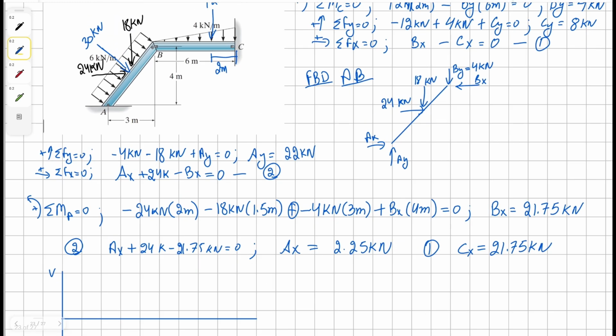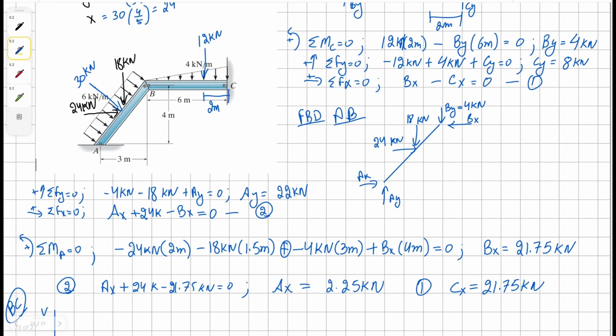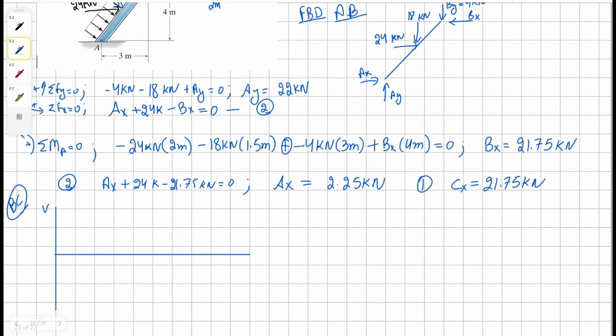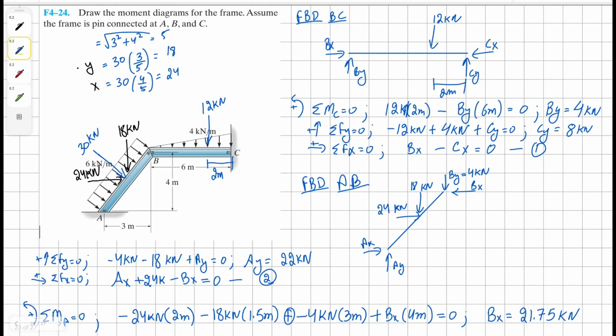For our shear diagram for member BC, we're going to begin with By, which is 4 kilonewton in the positive direction, so 4 kilonewton. And then we have a triangular distributed load. That means we're going to have a second order curve for our load here.